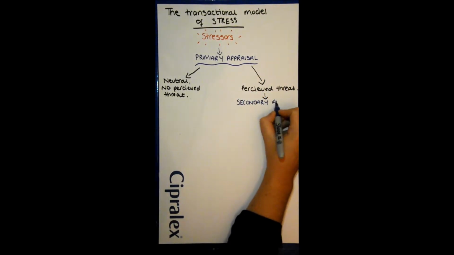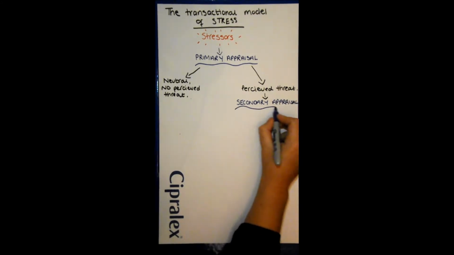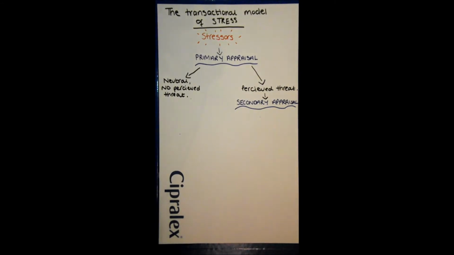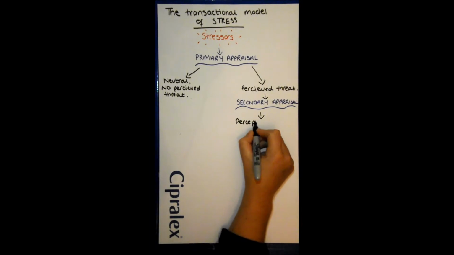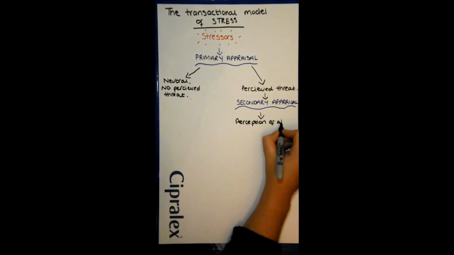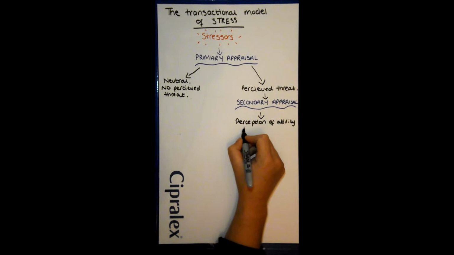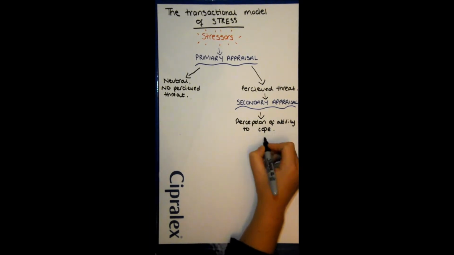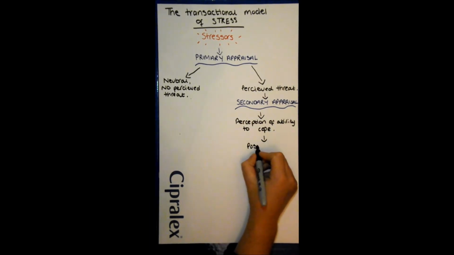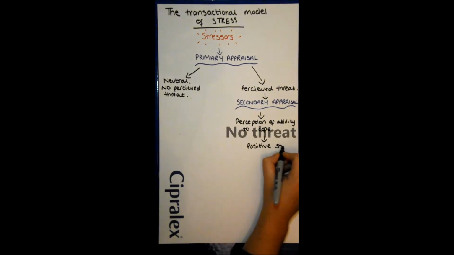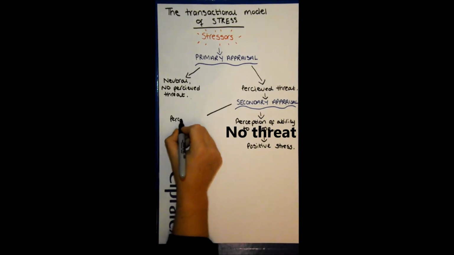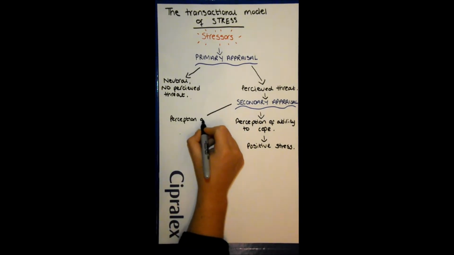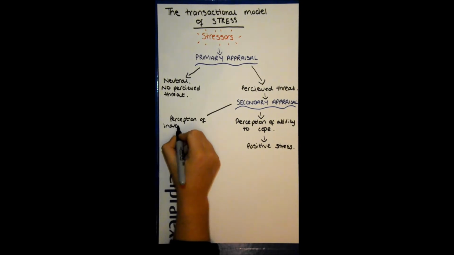This means the person will assess if their self-coping abilities and resources are enough to overcome the challenge or threat. So that would be secondary appraisal. If the person has assessed their coping abilities and feel they have the resources to manage the stressor, the individual will not feel threatened or stressed. So this will be no threat or neutral. We see this as a positive stress. However, if they do not feel they have the resources to cope and manage with the stressor, they will perceive it as a threat.